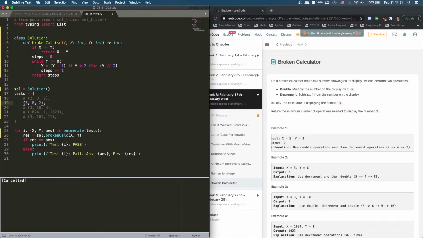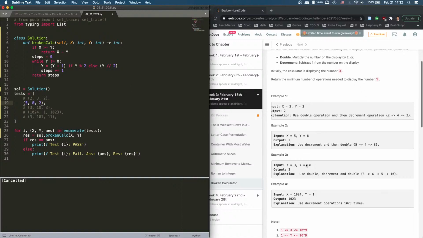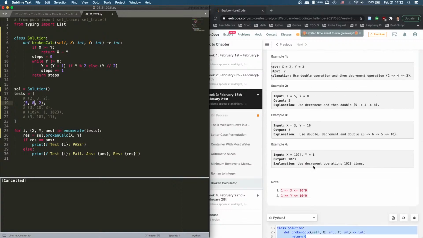Why is that? So 5 to 8 is not working. How about this? This is working, right? And 3, 101 is working, but 5 and 8 is not working. So like they're too close to each other. Why is that? So 8 divided by 2 is 4. Once it's 4, y becomes smaller.